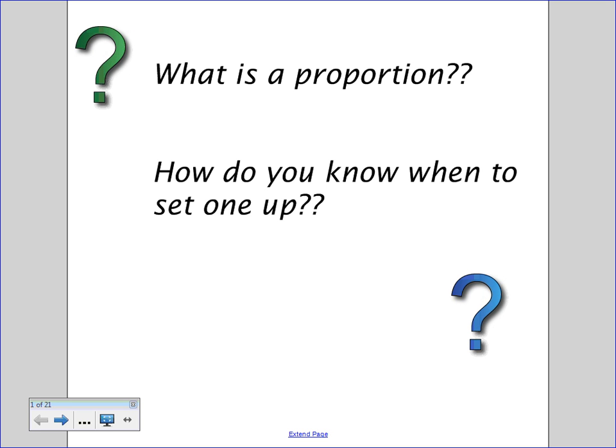Today we are going to work on proportions. We're going to talk about what a proportion is and how to set one up and how to know when to set one up.